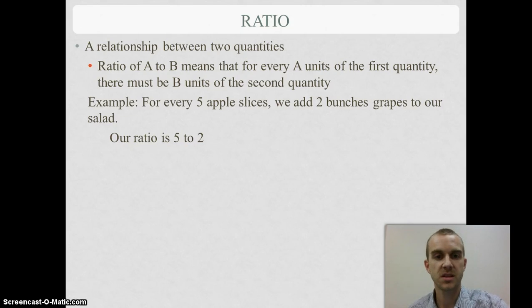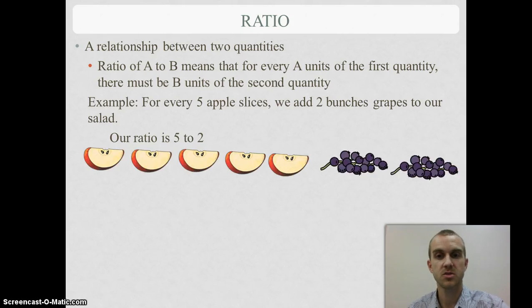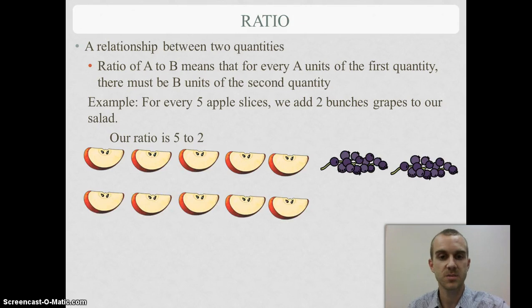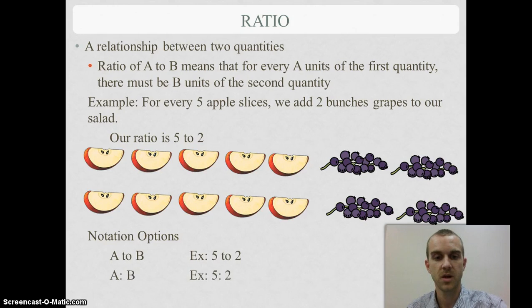For example, if I said for every 5 apple slices, we add 2 bunches of grapes, it's a ratio of 5 to 2. So if I put out 5 apple slices, I expect 2 bunches of grapes. If I put out another 5 apple slices, I would expect 2 more bunches of grapes to be paired with it. Now if I look at that notation, I could write 5 to 2, literally the word TO. I could put 5 colon 2, or I could write it as a fraction, 5 halves.